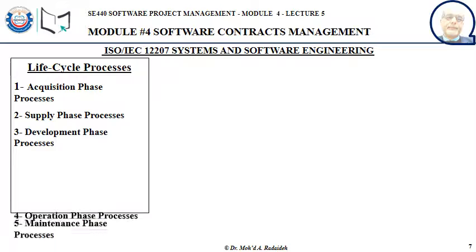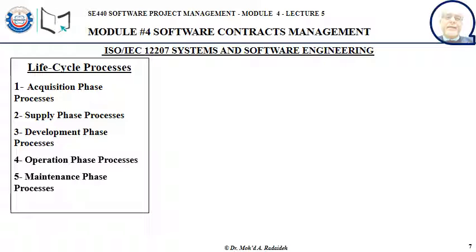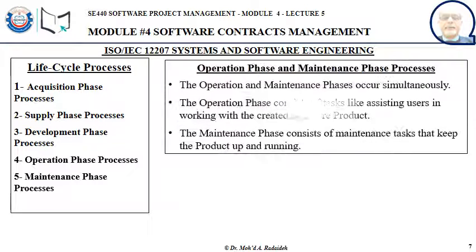Now, let's look at the operation phase processes and the maintenance phase processes. The operation and maintenance phases go at the same time, in parallel. The operation phase consists of tasks like assisting users and working with the software product, and maintenance is very much to keep the system up and running, look after all issues, and have them resolved quickly.